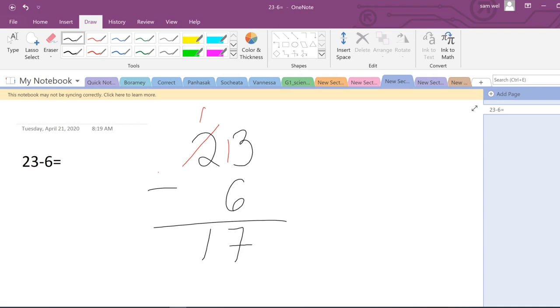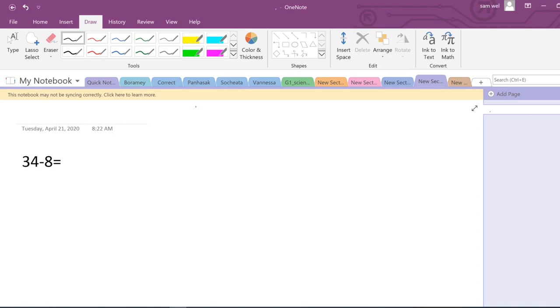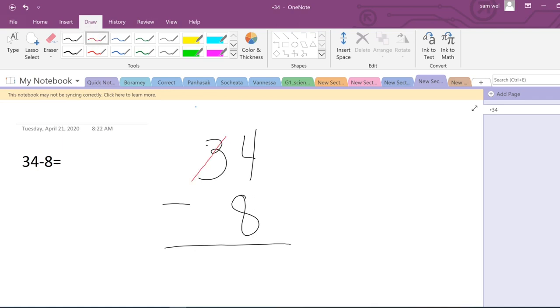Here is the last example. 34 minus 8. 4 minus 8, you cannot. So we borrow 1 again from 3. 3 now becomes 2. Okay, 14 minus 8 is equal to 6. 2 minus 0 is equal to 2.